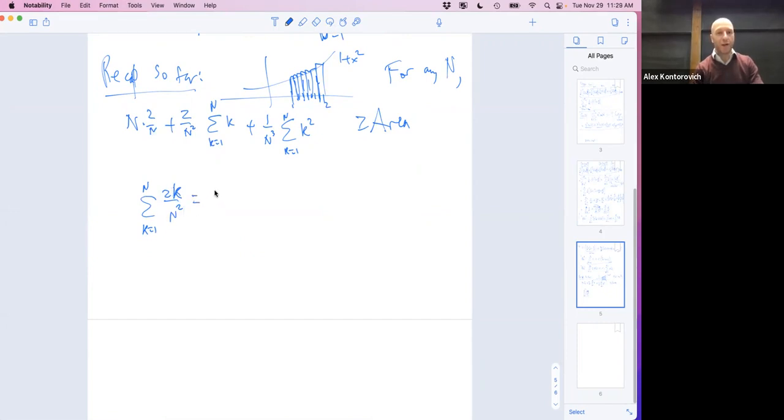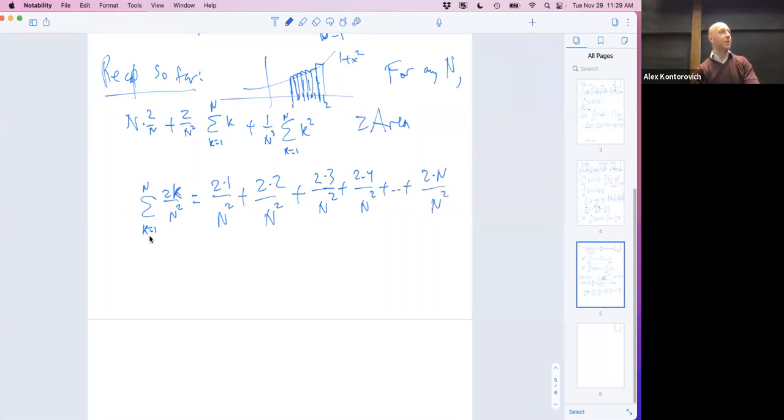What does this really mean? When k is equal to 1, I get a 2 times 1 over n squared. When k is equal to 2, I get 2 times 2 over n squared. When k is equal to 3, that's a 2 times 3 over n squared. Then 2 times 4 over n squared. I wrote cubed for some ungodly reason. And so on, all the way up to 2 times n over n squared. That's exactly what the sigma notation means.